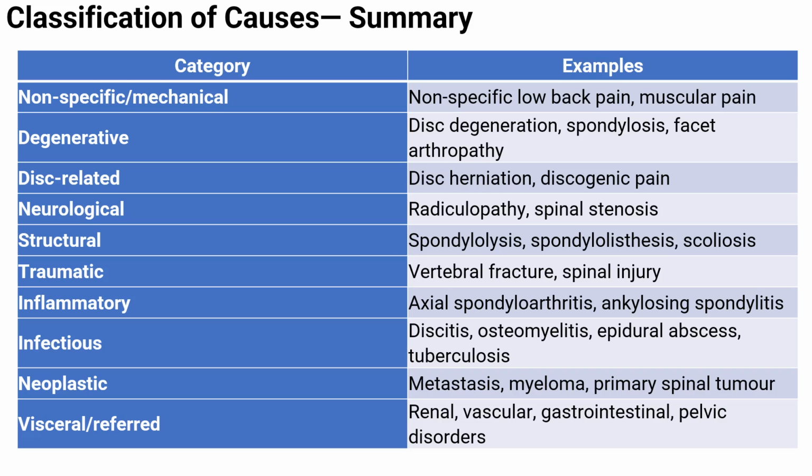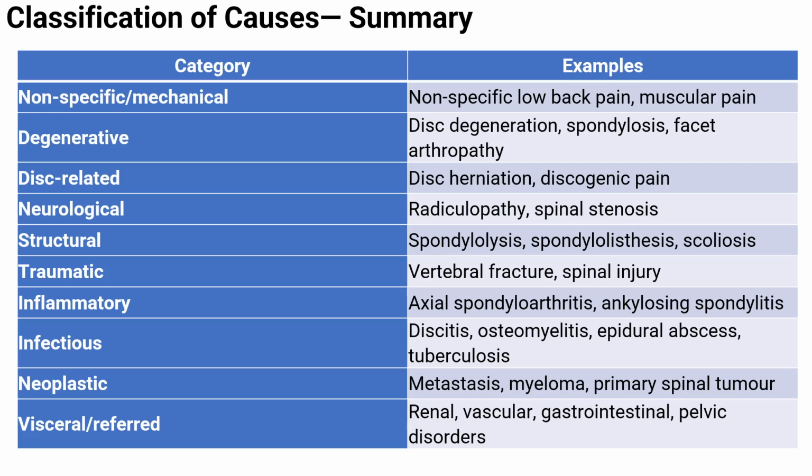Low back pain has many possible causes, and a structured classification helps clinicians organize the differential diagnosis. The categories range from common mechanical pain to conditions affecting the nerves, spine, or organs outside the spine. Nonspecific and mechanical pain are the most common, while degenerative and disc-related disorders involve changes in the spinal discs and joints. Neurological causes include nerve root compression and narrowing of the spinal canal, whereas structural problems involve abnormalities in spinal alignment or stability. Trauma can produce fractures or other spinal injuries.